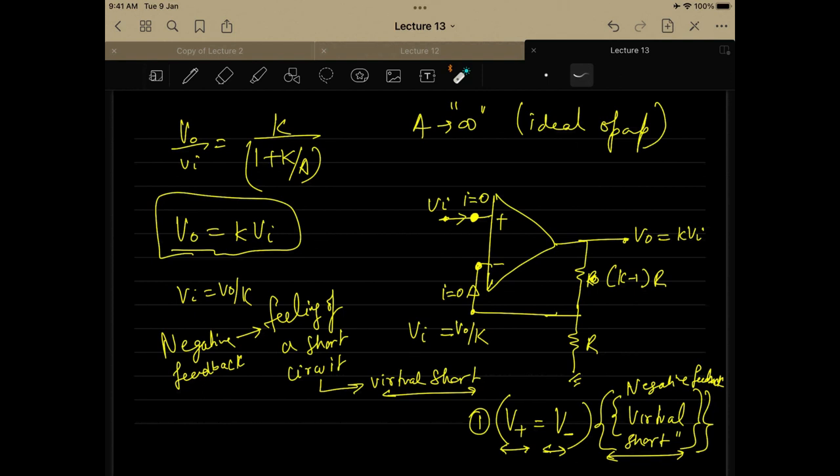The first property that we are trying to use is, if it is given an ideal op-amp, then A is infinity. That is the first point. The second is that V plus will be equal to V minus. That is, the voltage that you are applying at the plus terminal will be the same as the voltage applied at the minus terminal. So it's a sort of a virtual short. It's a virtual short because there is no short, and it's coming because of the negative feedback concept.